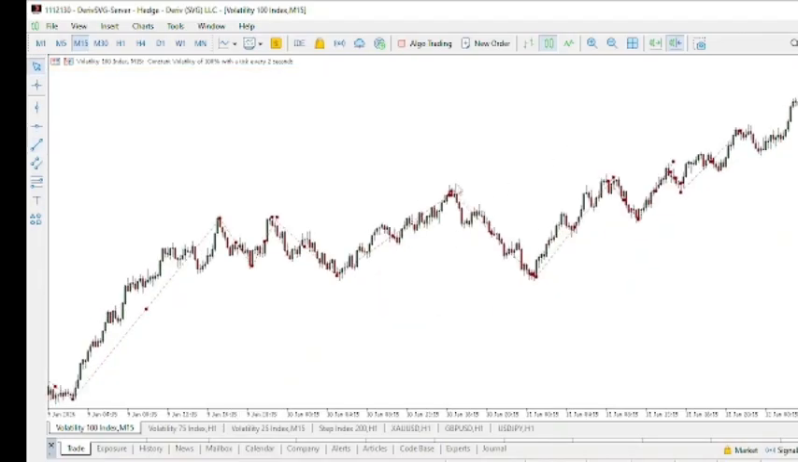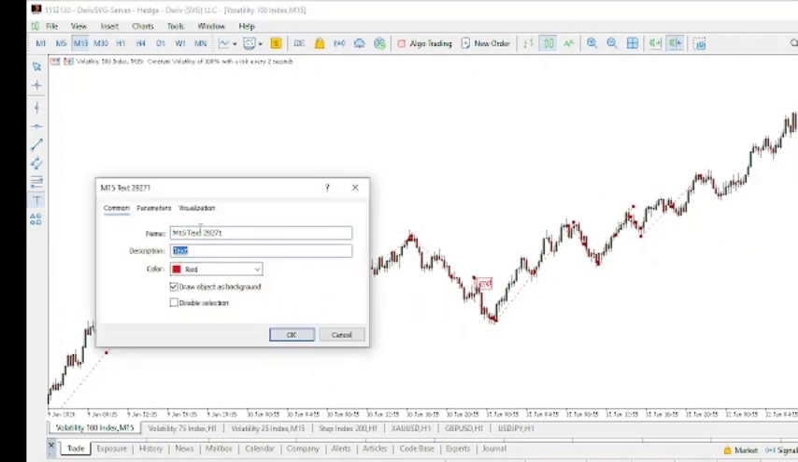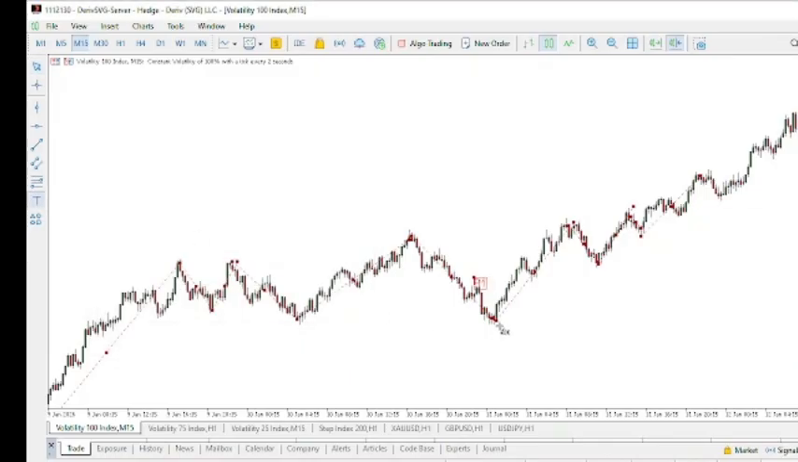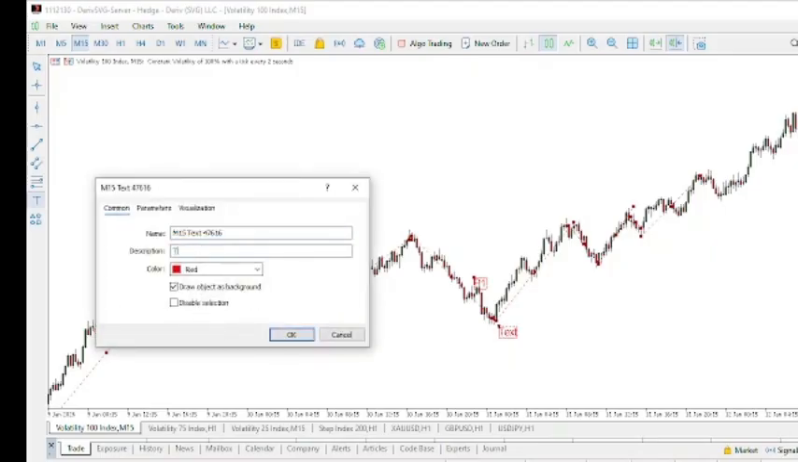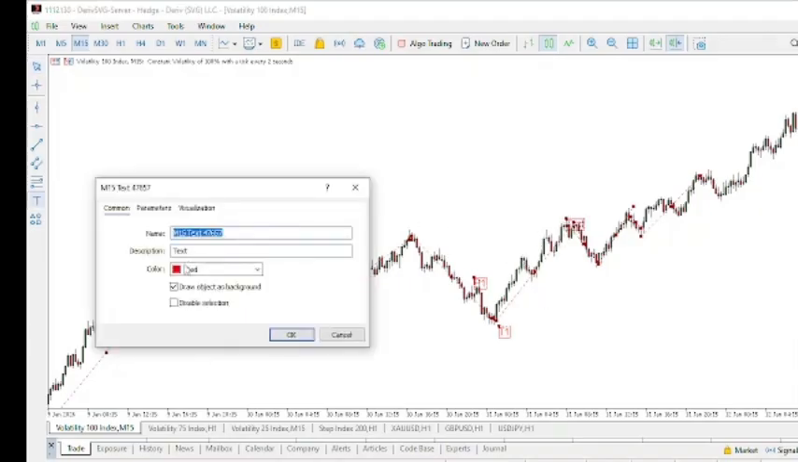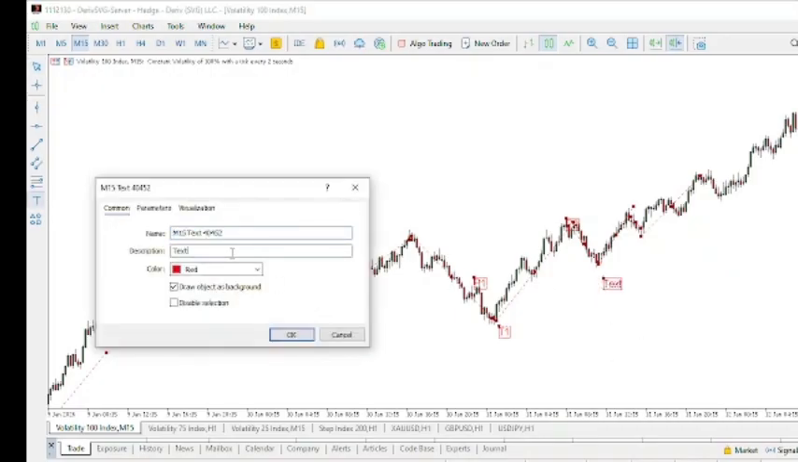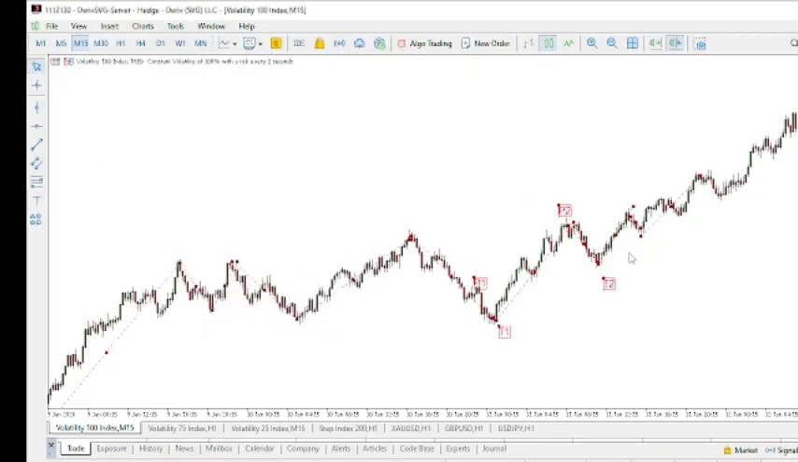Let's assume that somebody is selling this market, and all of a sudden you can count your P1 here, then we have T1, then you have your P2, let's put it P2 here, then you have your T2 here. So what this means is that an uptrend has started.